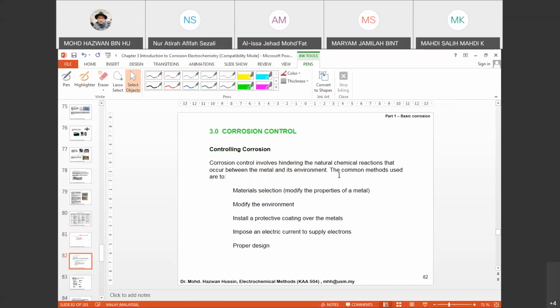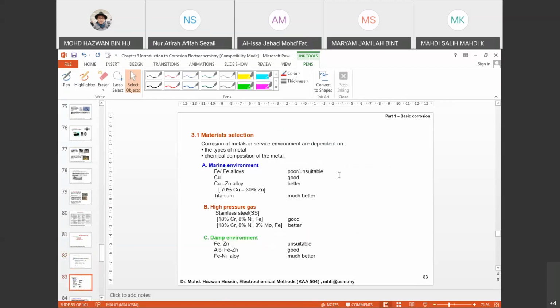Controlling corrosion actually involves hindering the natural chemical reactions that occur between the metal and its environment. The common methods are the 5 different methods we mentioned earlier. The first one is material selection. When you want to produce a material, for example alloys, always remember that material selection is one of the priorities, because it depends on the environment you are working with. You will suggest the best element to be added into your alloys.